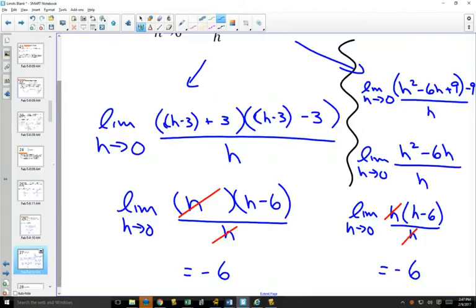So far with these 0 over 0 limits, what we've been looking at is that initially you can't plug in the value because it would cause you to divide by 0. So what can we do algebraically to get rid of that so that we can plug in the value?